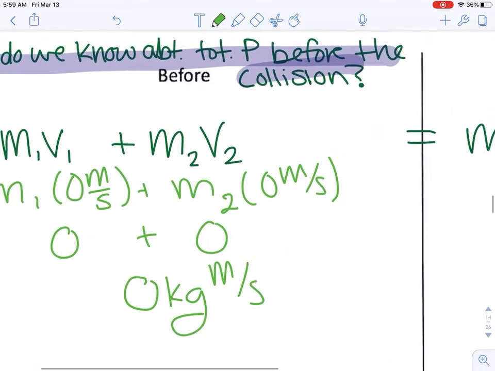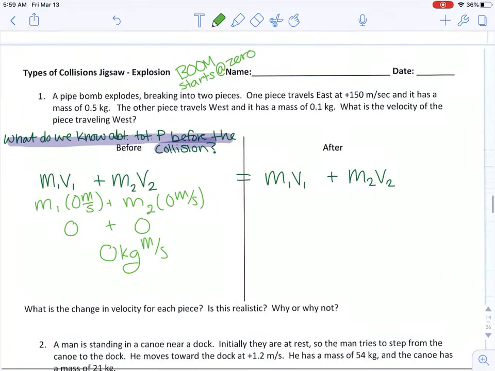Anytime you find out that you are working with an explosion, the left side of your equation gets really easy because it doesn't matter what mass the objects have. They are going to have no velocity, and so they're going to have no momentum. So that's the big difference for this type of collision, is that the left side is going to equal 0.